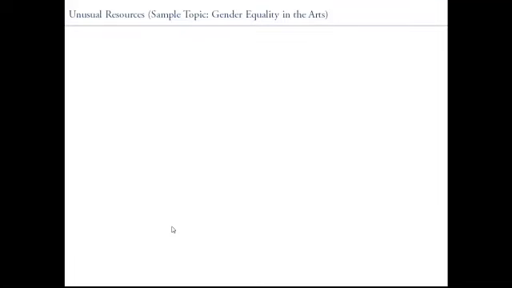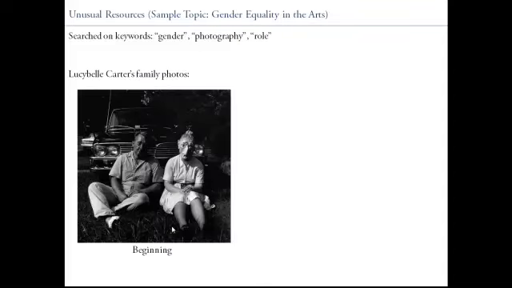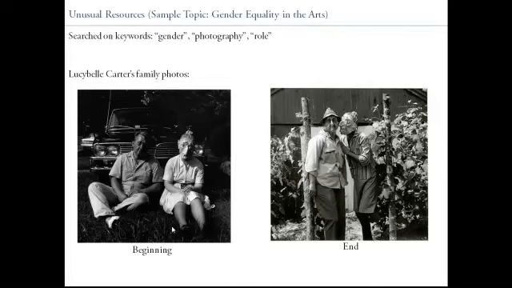Moving on, looking at unusual resources. So for example, I was writing this paper on gender equality in the arts, and I just went to the Academic Search Premier and did a keyword search on gender and photography and role, and I got these articles with interesting photographs. So this is about a couple that posed with masks, and they posed in their gardens, with their car, in their family room, basically family photographs.